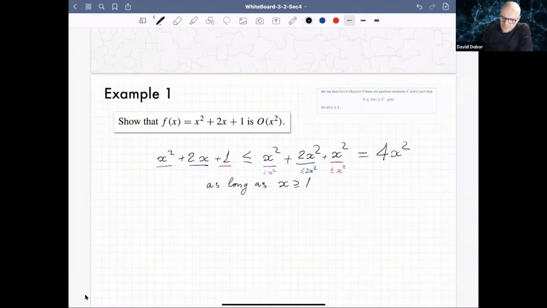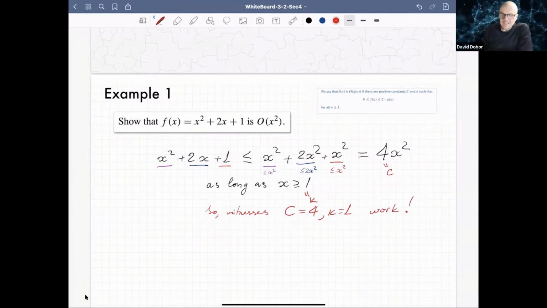So what I got in this chain of inequalities here, whatever's on the left-hand side is sure to be less than or equal to 4x squared, because as long as x is greater than or equal to 1, this works, because I've substituted each of these terms by something that's bigger. So now it's clear. This is going to be my k, and this is going to be my c. So the witnesses, c equals 4 and k equals 1, work. That's the conclusion.